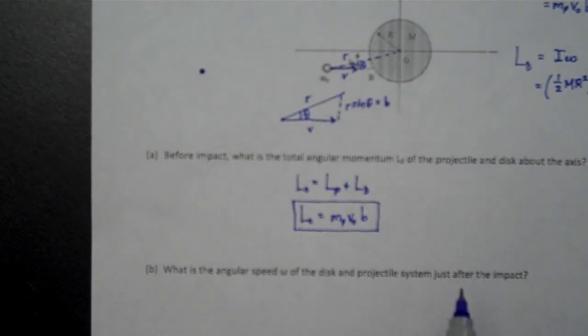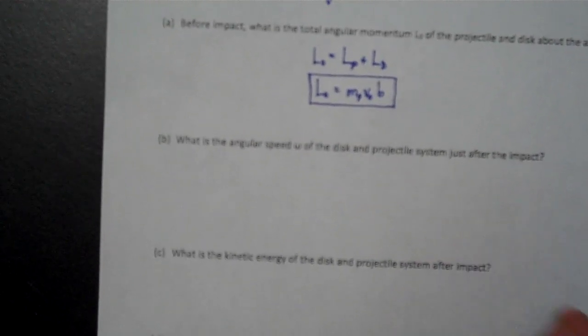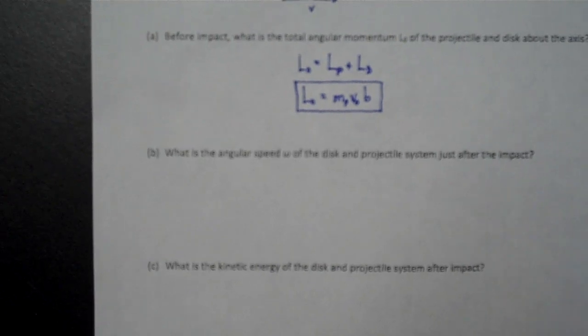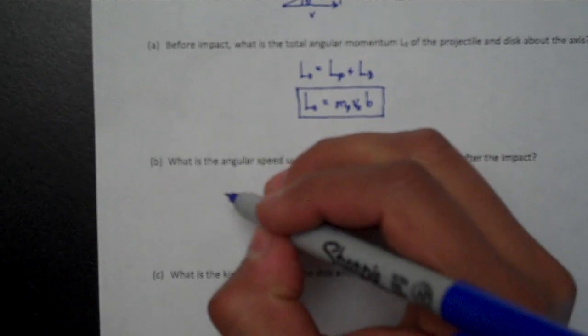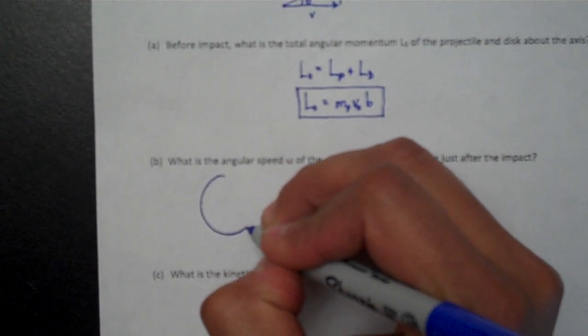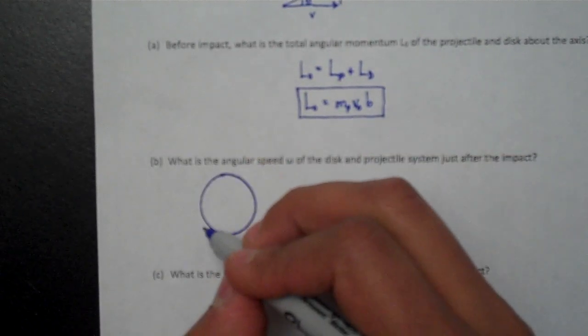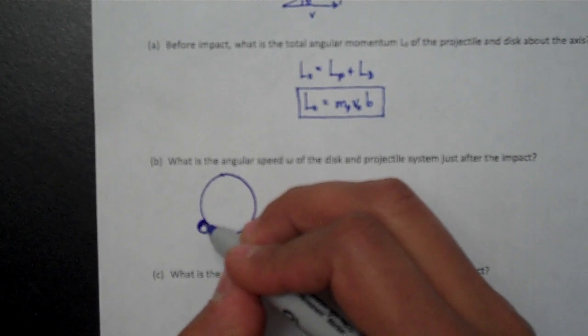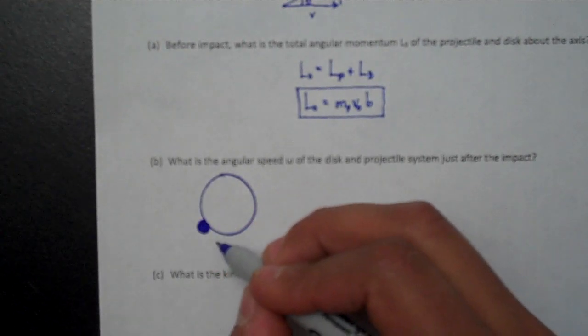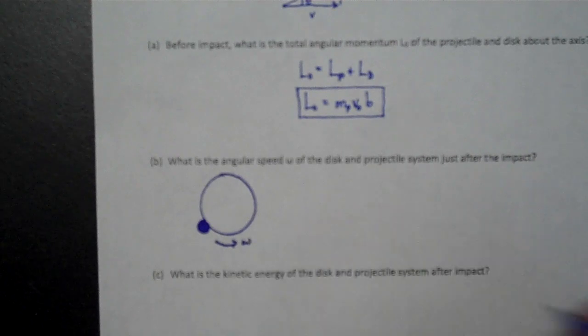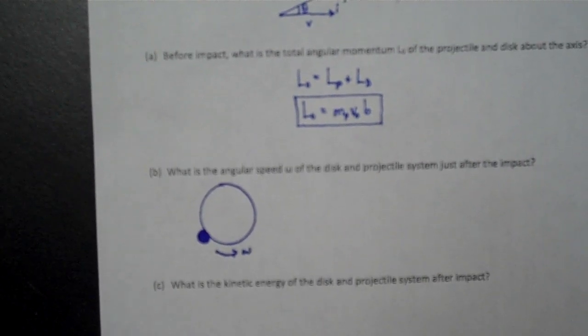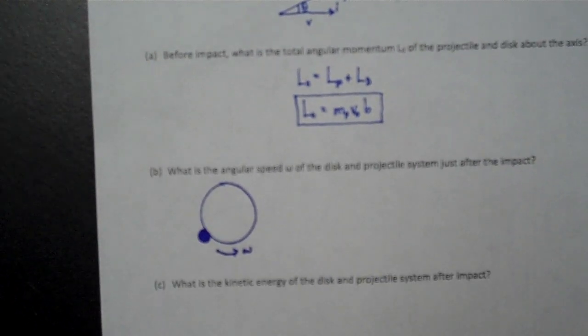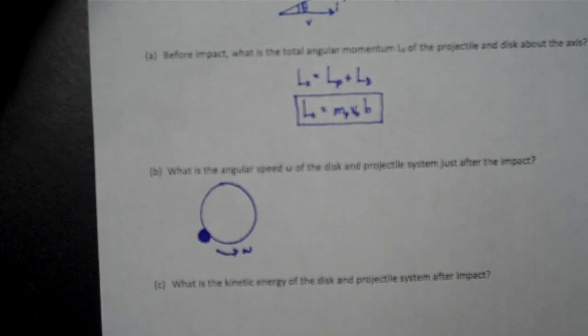Okay. What is the angular speed of the disk and projectile system just after impact? So now they've hit. And my disk and my projectile are one big thing, and they're rotating at some angular velocity. And it asks me to determine what that angular speed, omega, is after they collide.